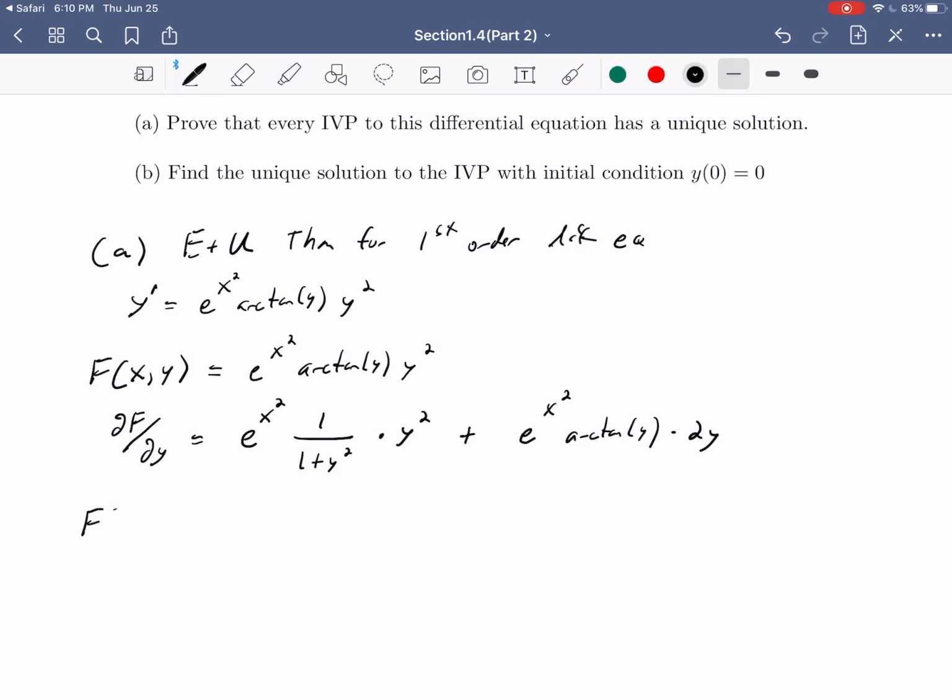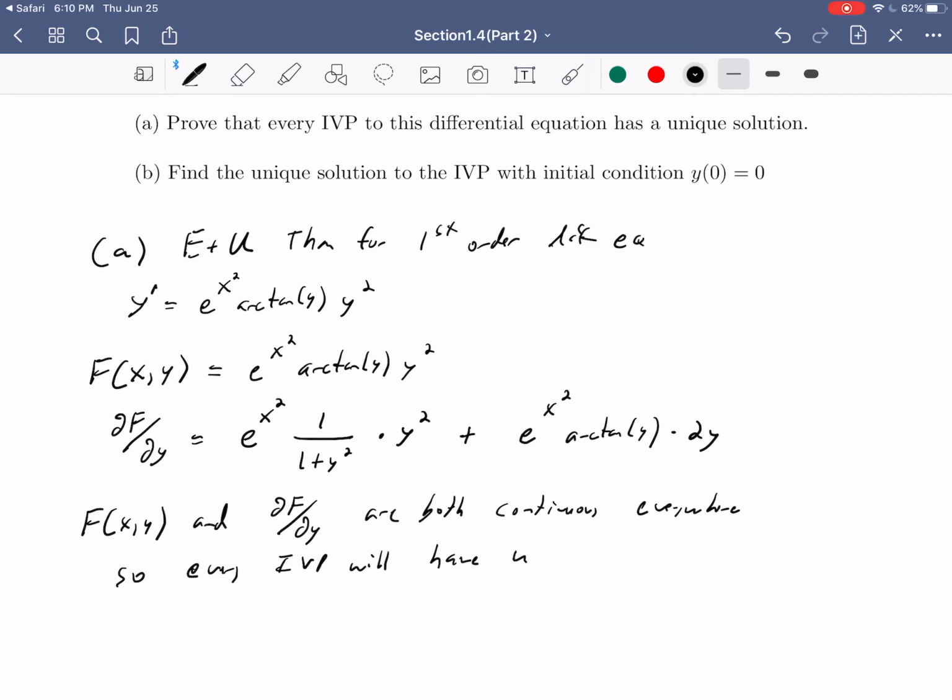So we can see that f of x, y and the partial of f with respect to y are both continuous everywhere. So that tells us every IVP will have a unique solution. It is absolutely the case here that since the function and the partial with respect to y are both continuous everywhere, every IVP is going to have a unique solution. We're all good with that.